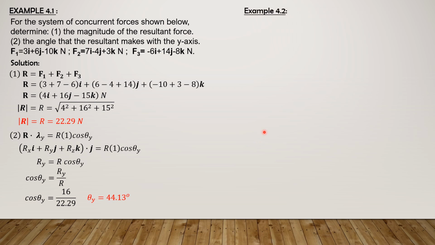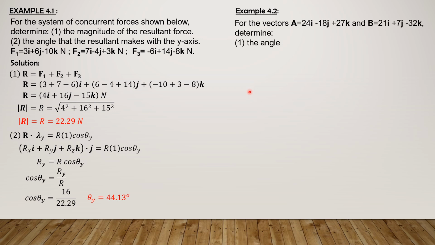So example 2, for the vectors A and B, determine the angle between them and the magnitude of the resultant vector. Then number 3, the cross product of A with B.